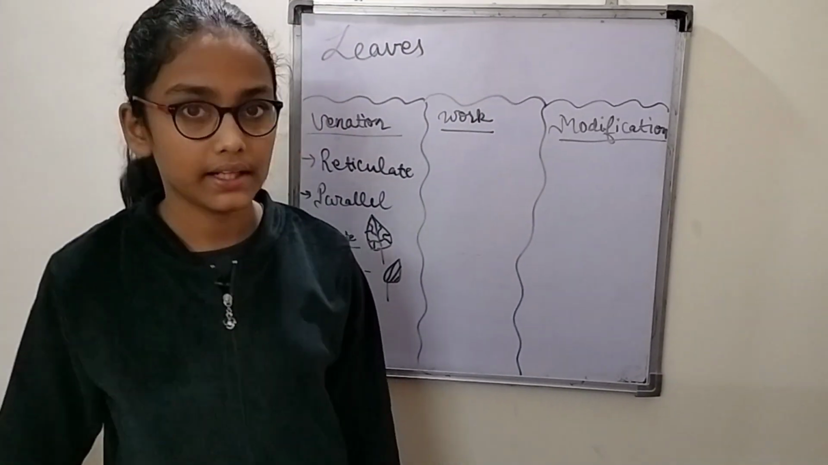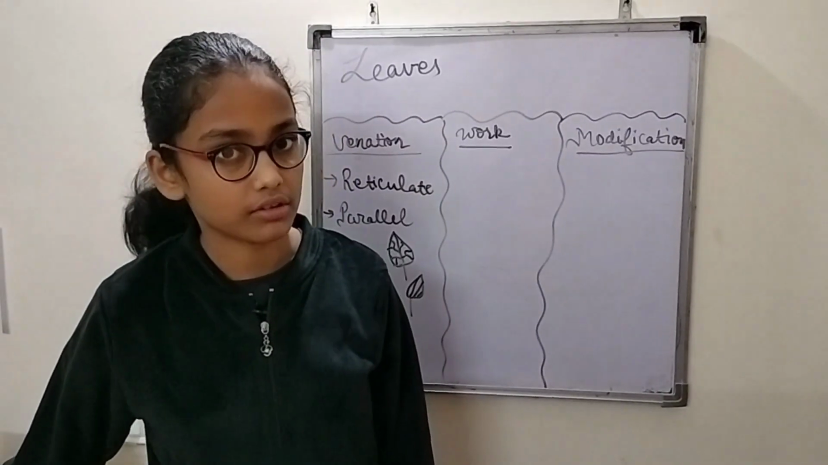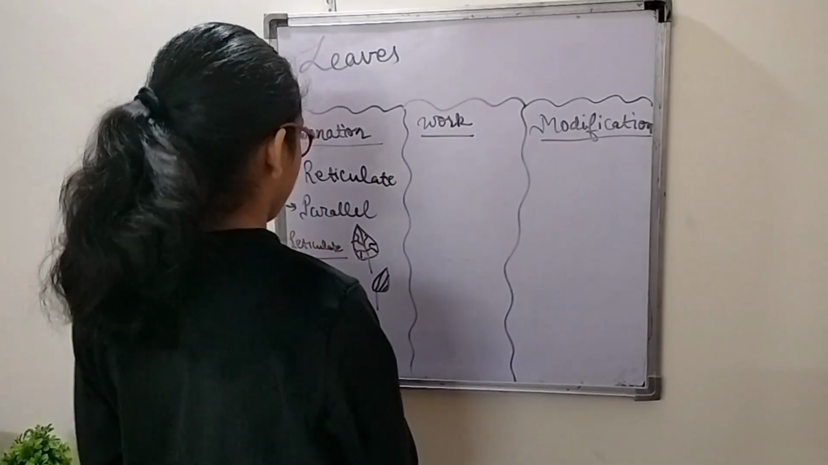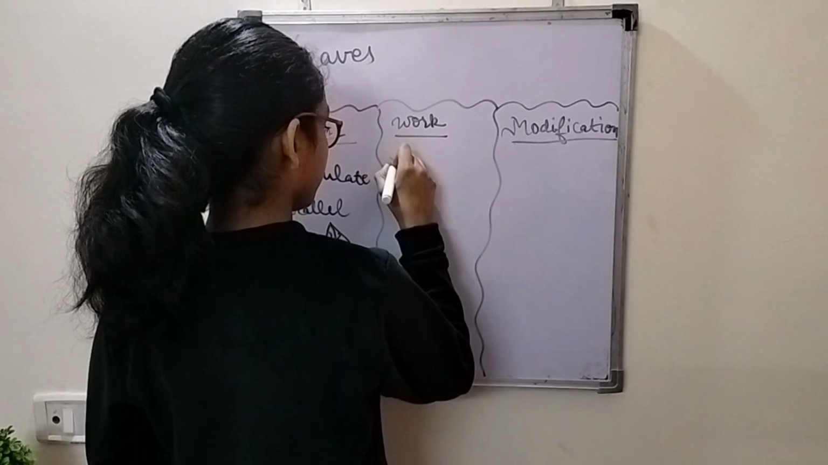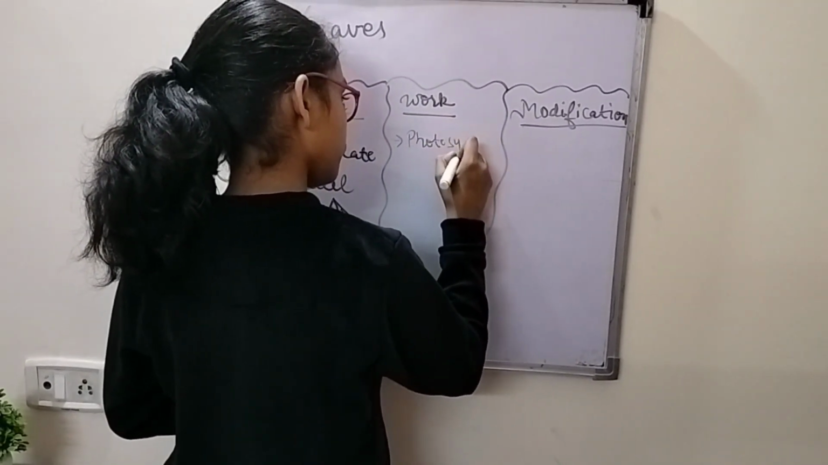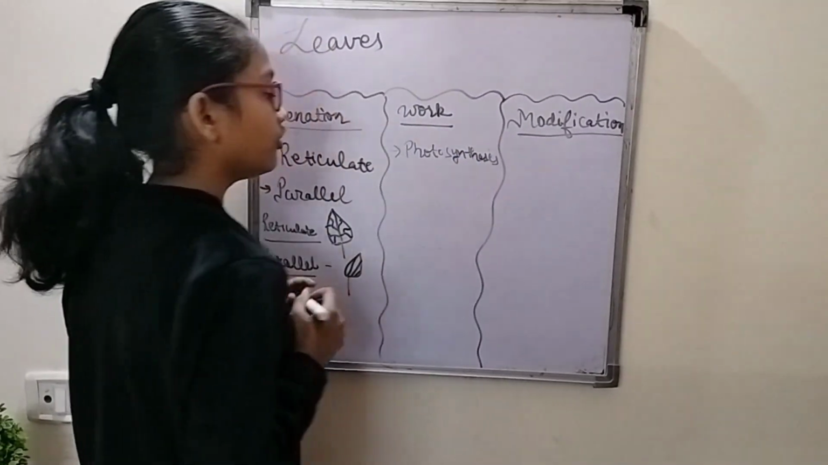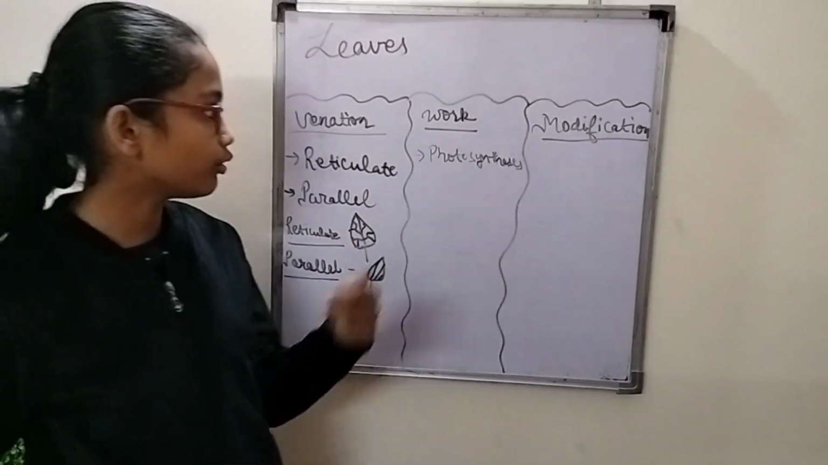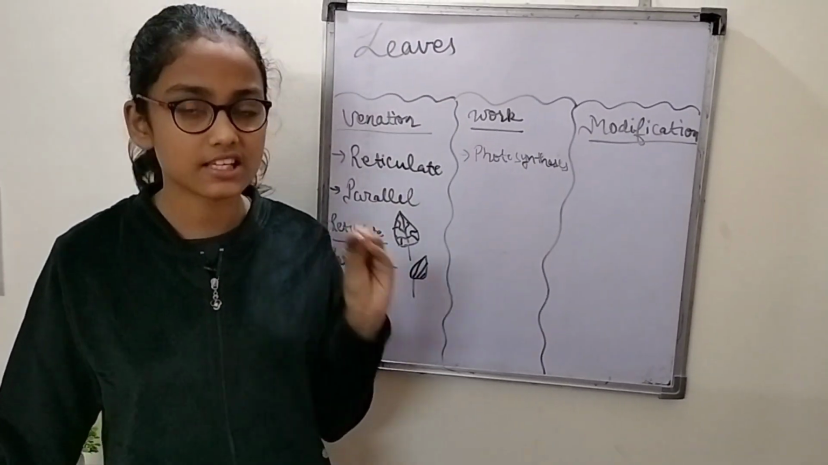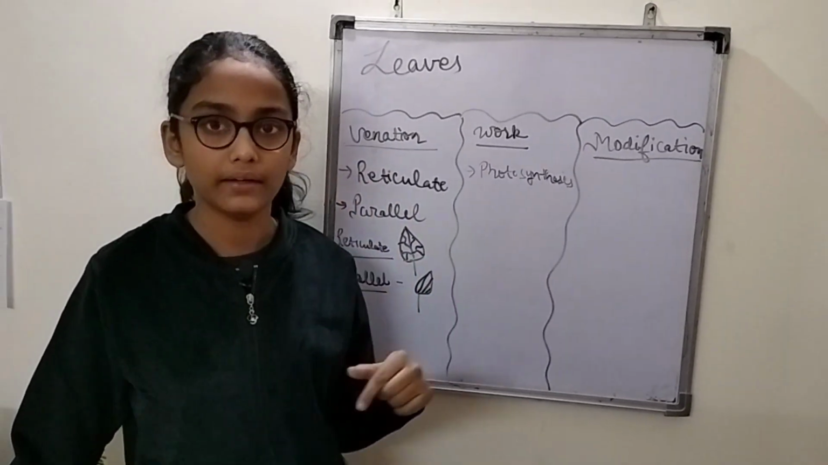As you know very well, leaves are also known as the food factory of the plant or the kitchen of the plant. So the main work is photosynthesis. Photosynthesis is the main work of the leaf. Photosynthesis is the process in which the leaf makes food for the whole plant. Okay.